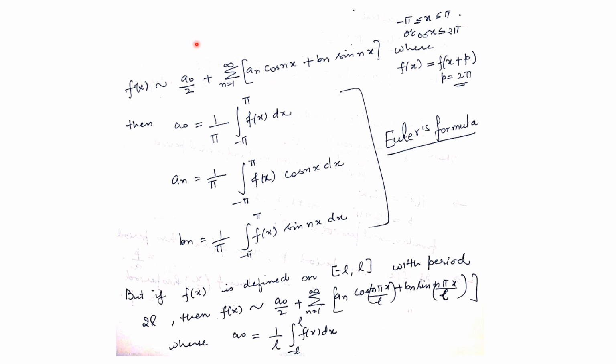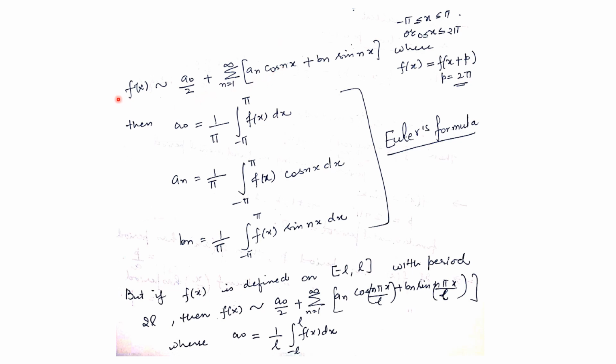Now a naught into the integration of cos nx is 0, right? For bn sin nx into cos nx, multiply by 2 and divide by 2, you will get 2 sin nx cos nx. Find out the integration of this. This is also 0. We are left with only the term an cos nx into cos nx, integrated from minus pi to pi. This value will come out to be pi.